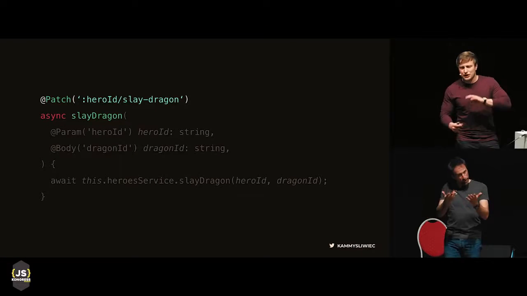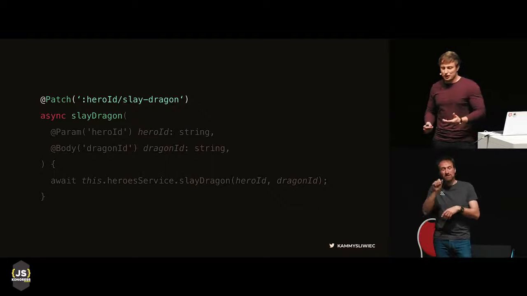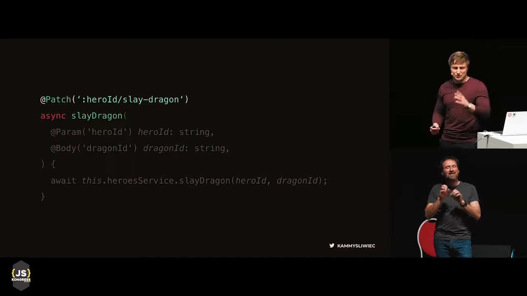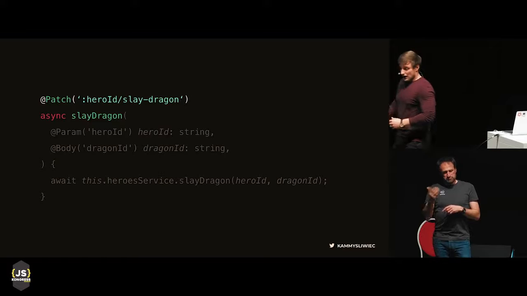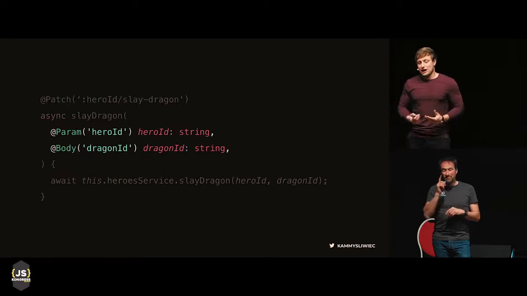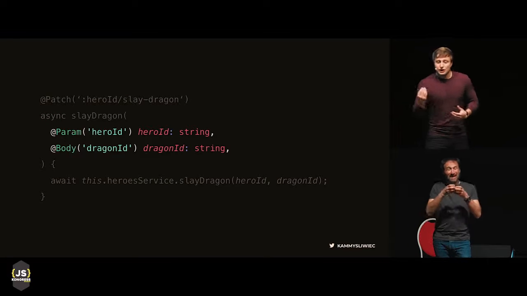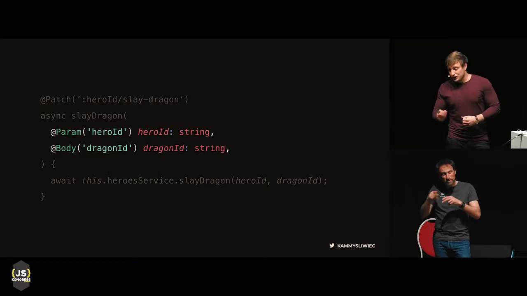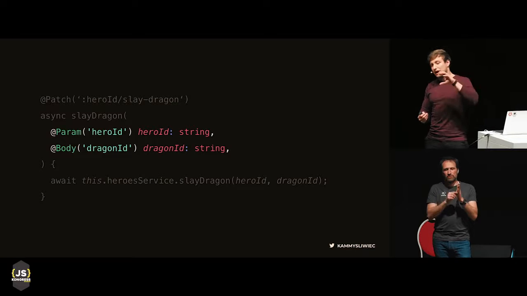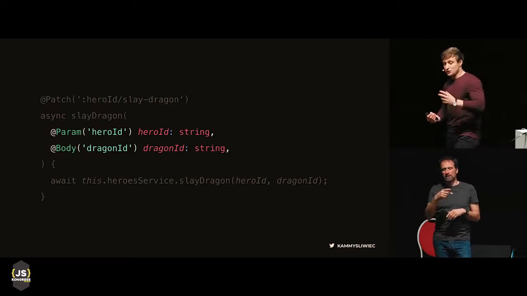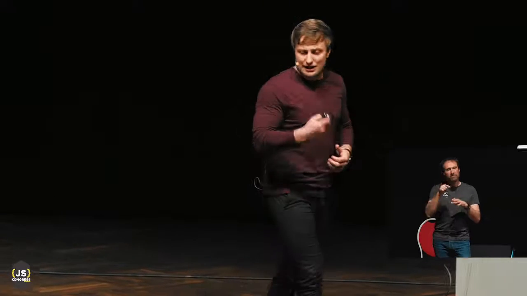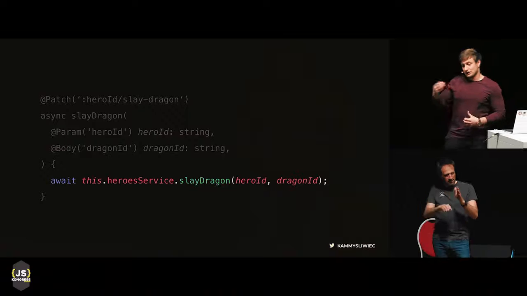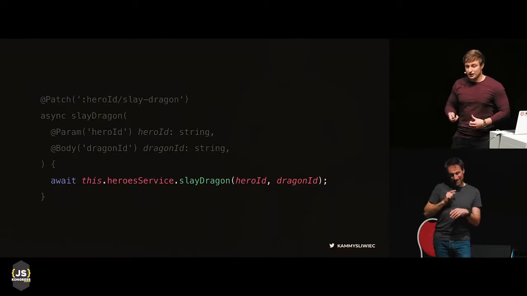So in Nest, you can create endpoints in a declarative way. Basically, you can use patch, post, get, and stuff like that over the methods themselves. In order to extract input variables, you are using decorators as well. Here we are using Param to get the hero ID from the endpoint, and we are using Dragon ID to extract the dragon ID from the body of the request. And then we are consequently executing the corresponding method in the service layer.